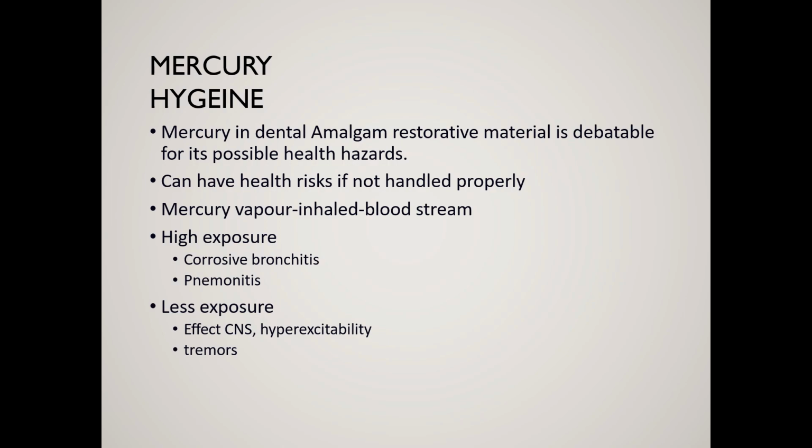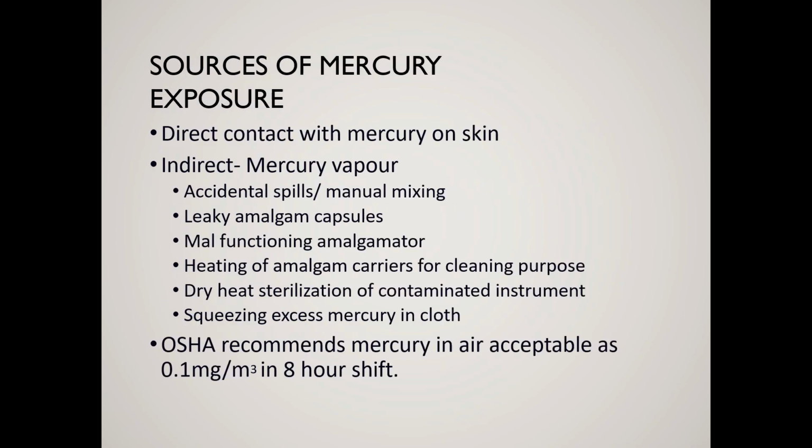What can pose a health risk if not handled properly? Mercury vapor is inhaled into the bloodstream. If the exposure is high, it can cause corrosive bronchitis or pneumonitis. With lower exposure, it can affect the CNS, causing hyperexcitability and tremors in the patient.